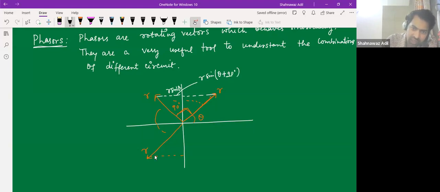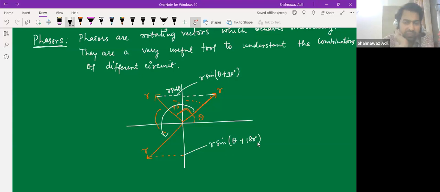And when I want to calculate the vertical component of this vector, this is r sine of theta plus how much? Plus 90 degrees, so 180, right? So these are called the phasors. They are behaving like sinusoidal functions, right? These are vectors which are sinusoidal functions, and they are rotating vectors. So those are called the phasors.